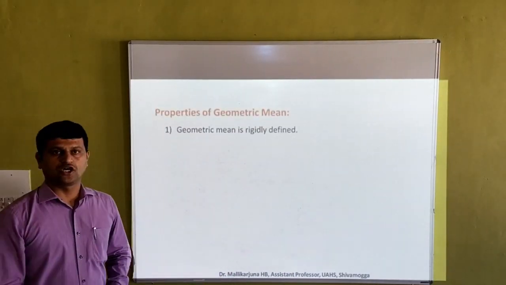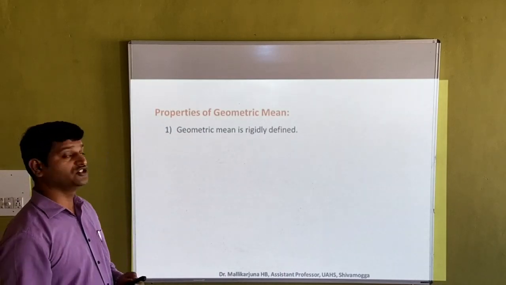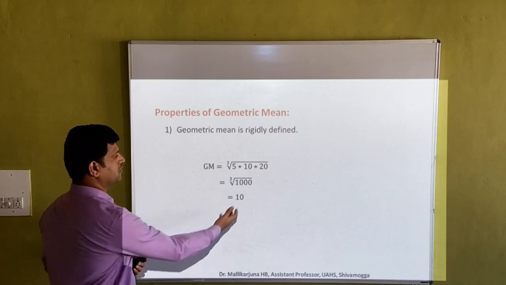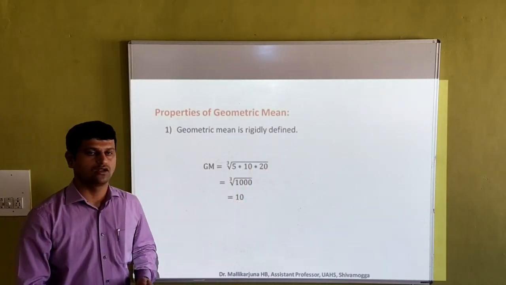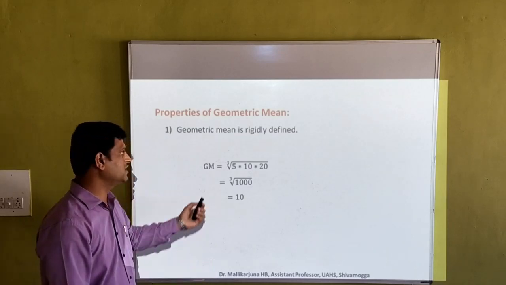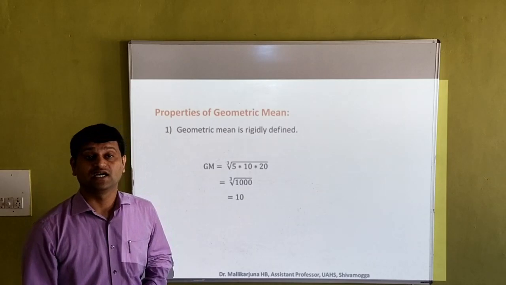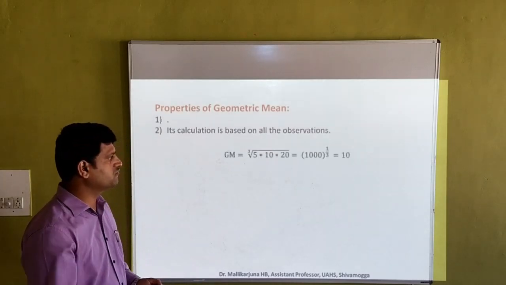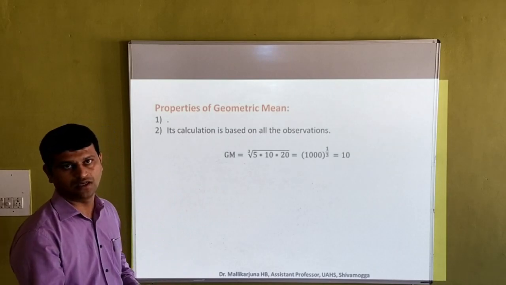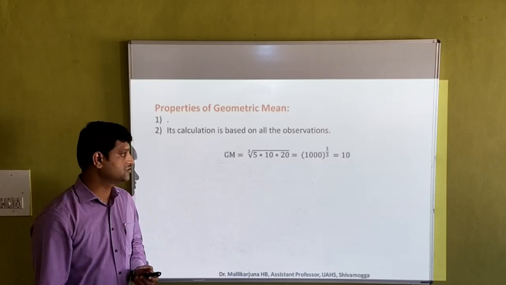Now come to the properties of geometric mean. Geometric mean is rigidly defined, as already explained in the general properties. From these 3 observations, I got only 10 as the geometric mean, not any other value. Hence geometric mean is rigidly defined. Its calculation is based on all the observations. Of course, it has considered 5, 10, 20 and has not neglected any observation.